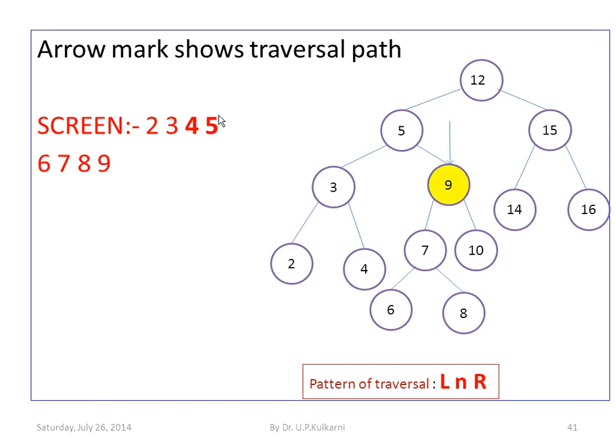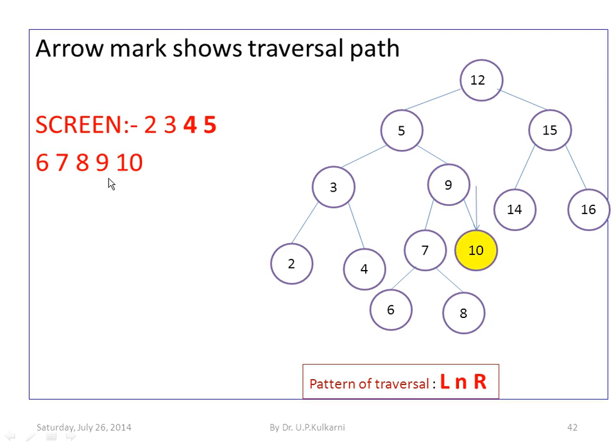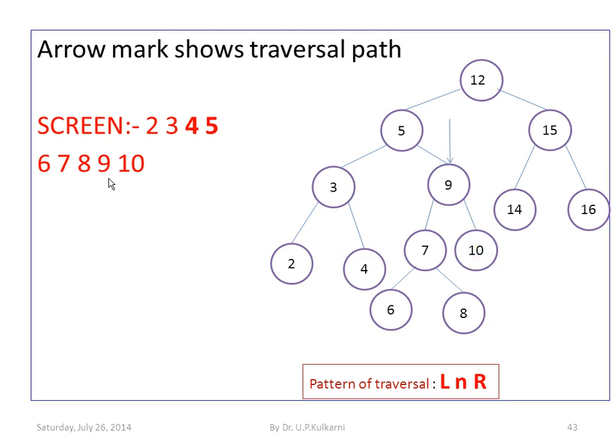For this, L is over, now print the node value, that is 9. 9 is printed here. Then go to the right of this. For this, left is empty, print node, that is 10. Then go to right, that is empty. So LNR is over for this. LNR is over for this. LNR traversal is over for this. For this, L is over. Now print node 12, that is N. That is, 12 is printed.